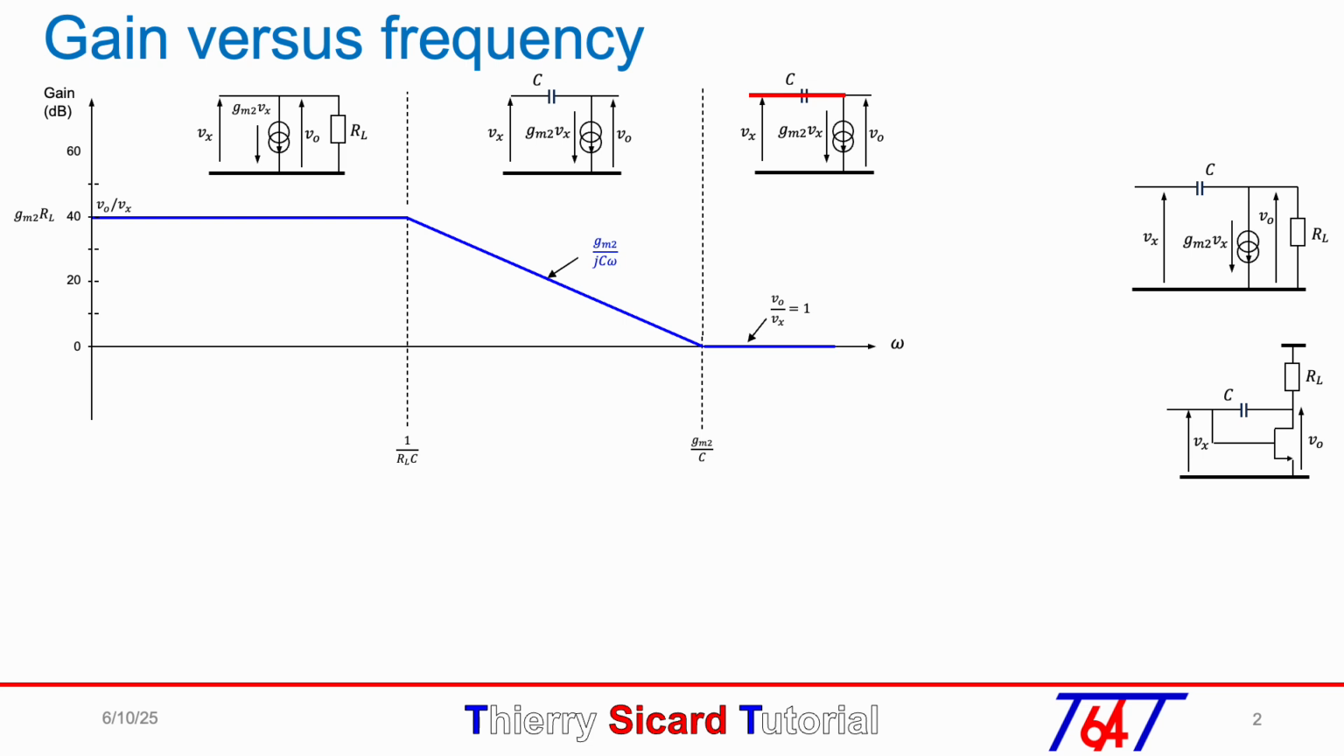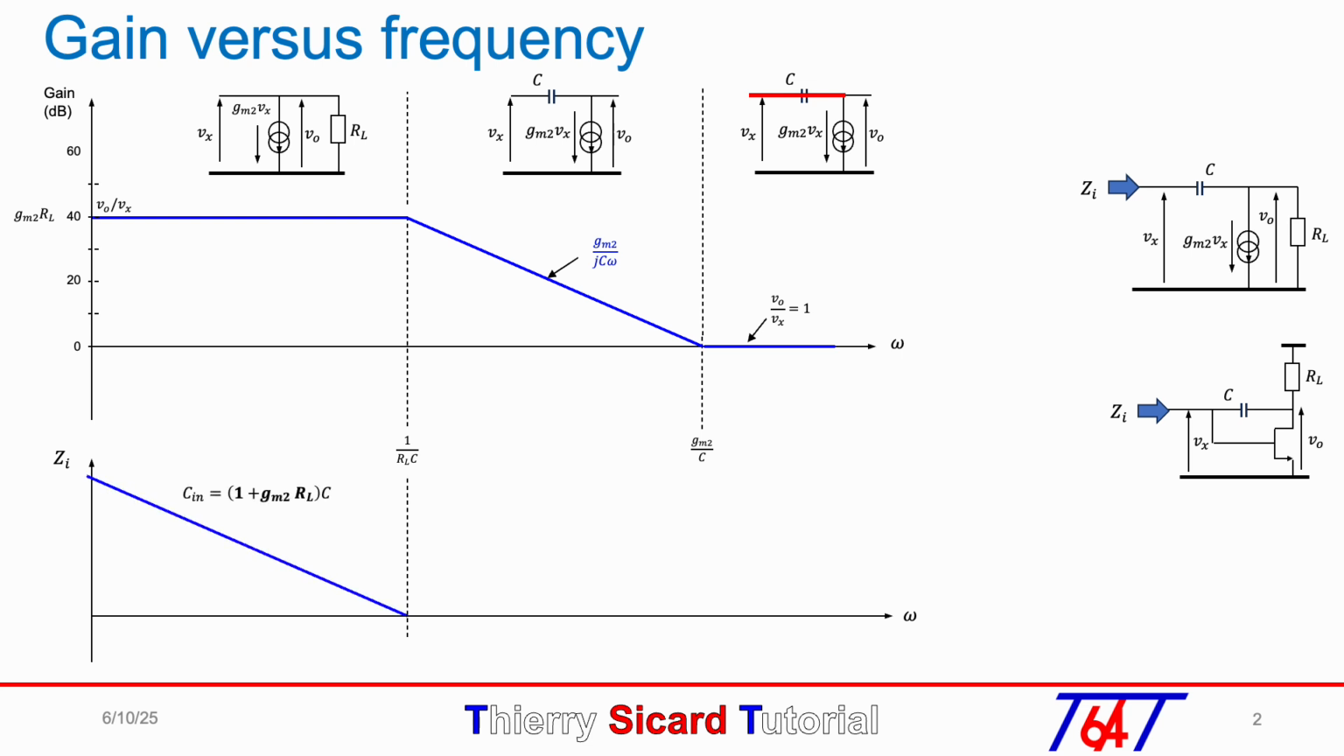After plotting the gain, it is time to analyze and plot the input impedance of this circuit, noted Zin. At low frequency, the impedance is capacitive. The input capacitance Cin is equal to the capacitor C multiplied by the voltage gain GM2RL plus 1. Of course, as this capacitance depends on the DC gain, the capacitive input impedance stops when the angular frequency is equal to 1 over RLC.